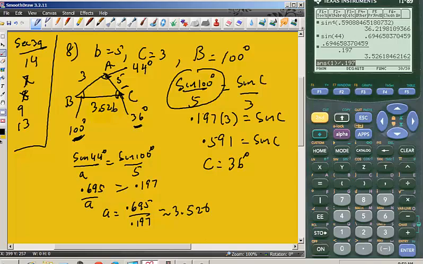Okay, I have to check for the ambiguous case, so I'm going to rotate this side over to here. If that's 36, that's going to be 36 also. And if that's 36, then this angle here is going to be 144. Well, 100 and 144 is already too big, so I don't have a second triangle.